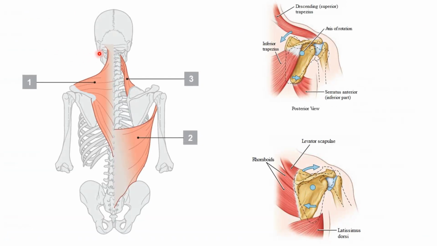You can see this is the trapezius muscle. Upper fibers insert to the lateral part of the clavicle, and the middle and lower fibers insert to the acromion process and upper ridge of the spine of the scapula. This is levator scapulae, inserting to the dorsal surface of the medial border of the scapula, actually the upper part. And this is latissimus dorsi, inserting to the floor of the bicipital groove.